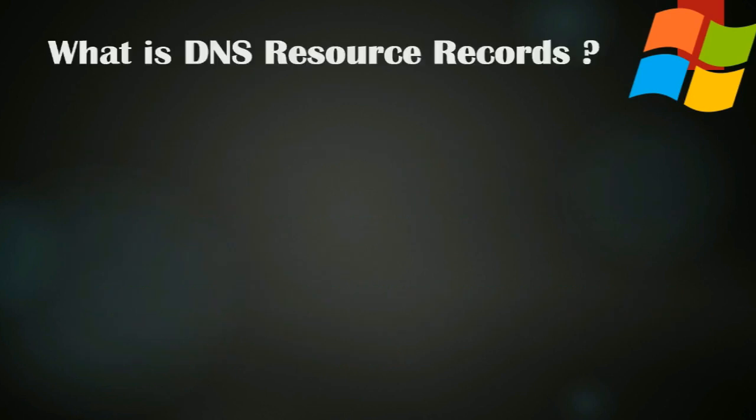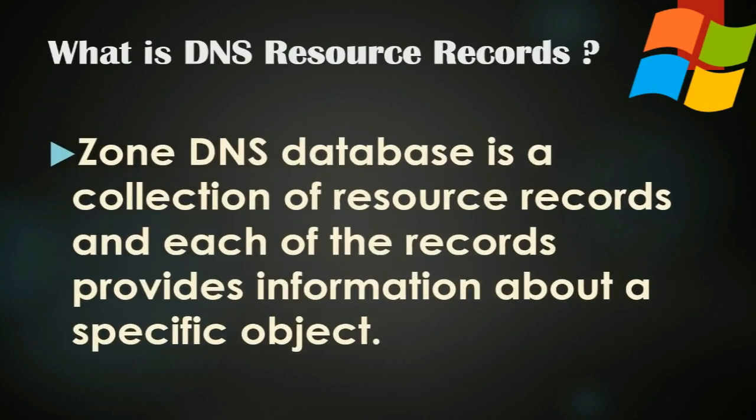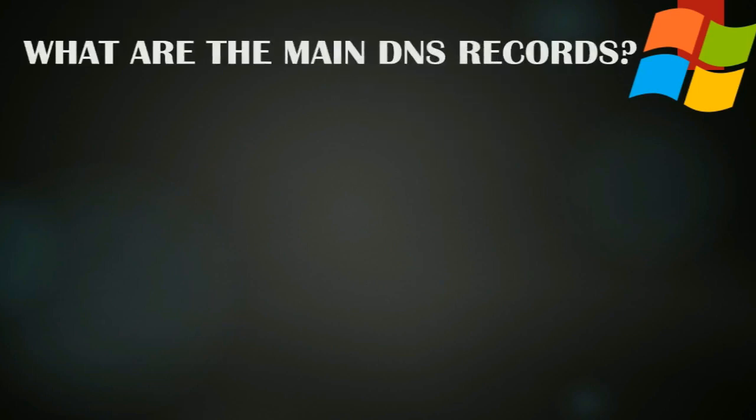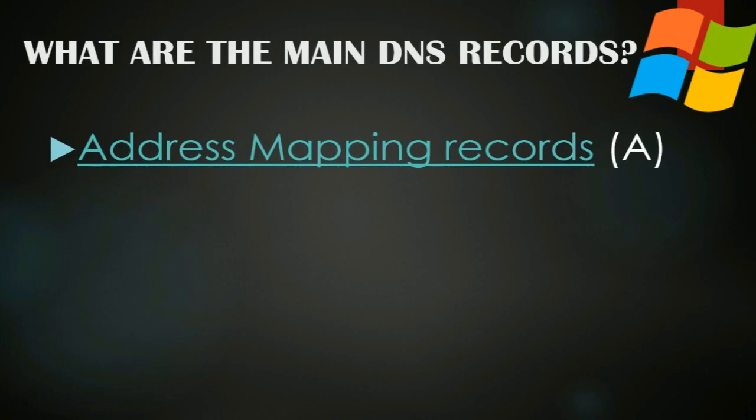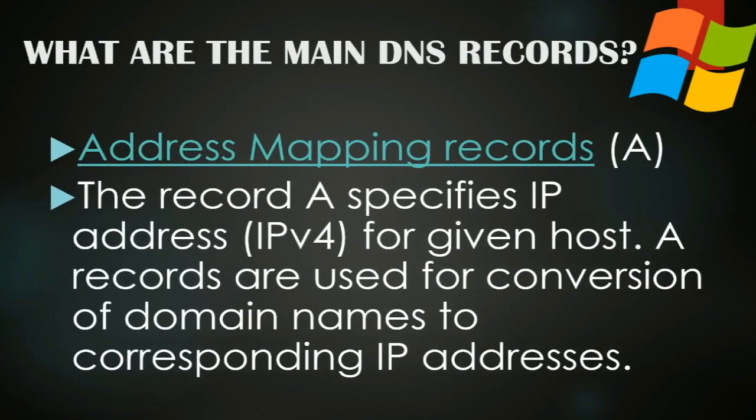What is the DNS resource record? A zone DNS database is a collection of resource records, and each of the records provides information about a specific object. Next question is, what are the main DNS records? Address mapping records, A record. The A record specifies IP addresses for a given host. The A records are used for conversion of domain names to corresponding IP addresses.